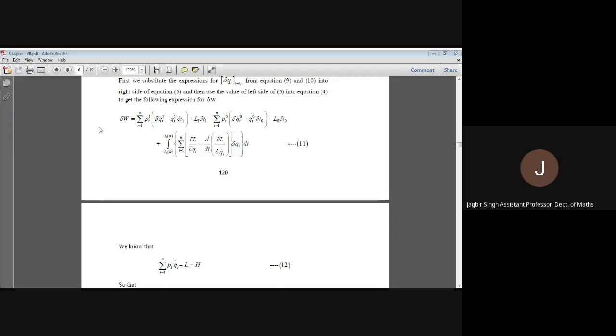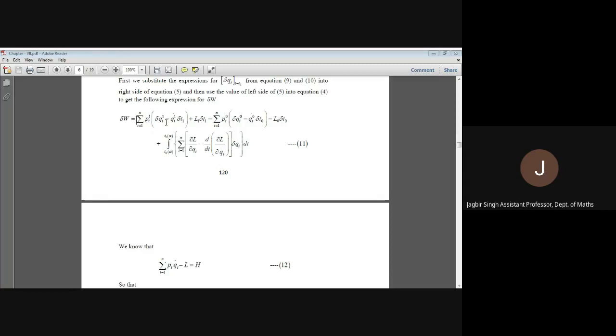In equation number 11, just observe the terms. First term is summation i from 1 to n Pi1 and in bracket the second term Qi1 dot delta T1, and then we are having plus L1 delta T1. So in these two terms, from the first term, the second term is taken and then L1 delta T1. Minus is common, so it will be summation i from 1 to n Pi1 delta Qi1 minus summation i from 1 to n Pi1 Qi1 dot minus L1 delta T1.